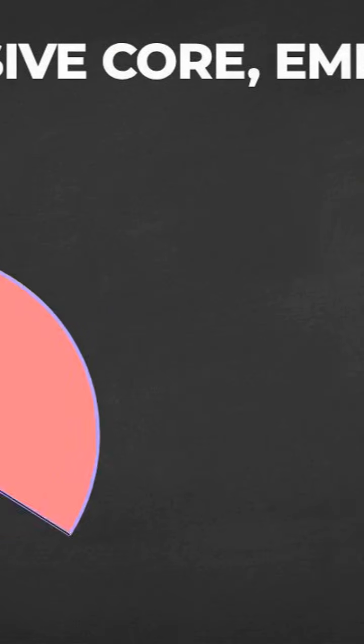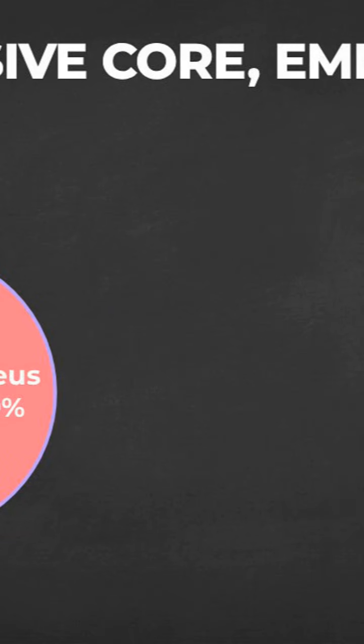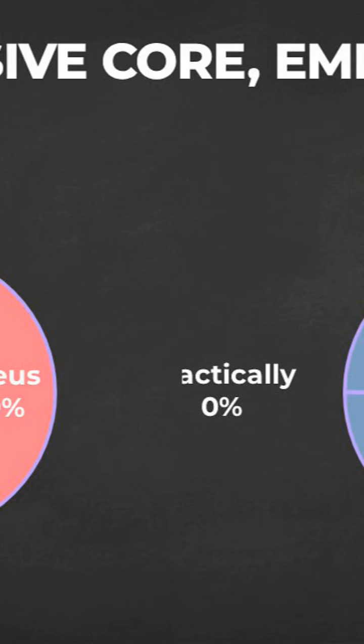While the nucleus contains nearly 99.9% of the atom's mass, it occupies practically 0% of its physical volume. This dense nucleus anchors chemical identity, but it does not dictate the atom's physical size or spatial behavior. For that, we move outward.